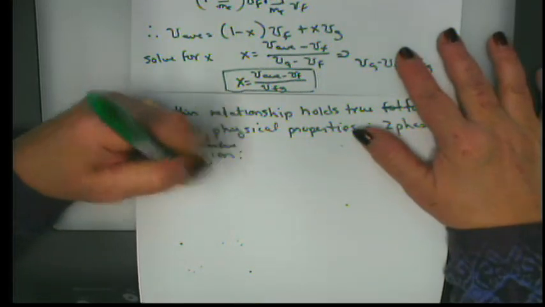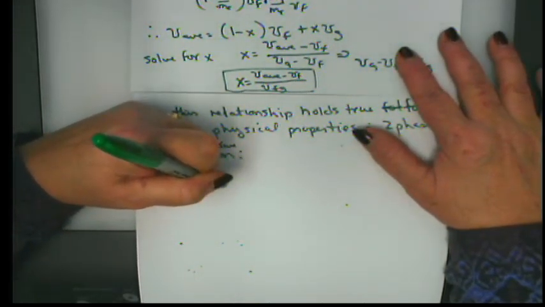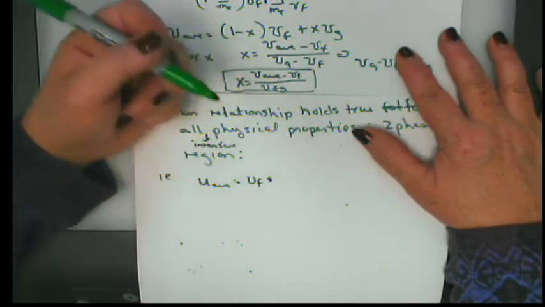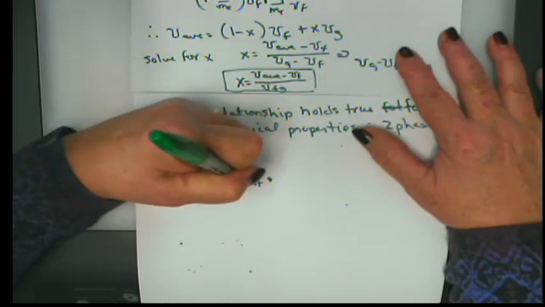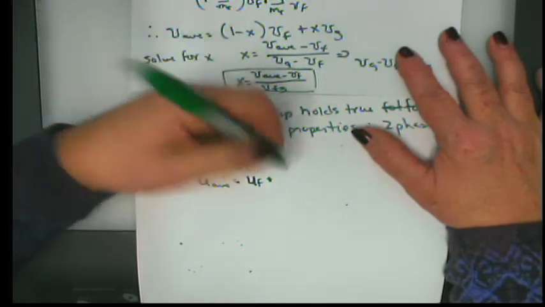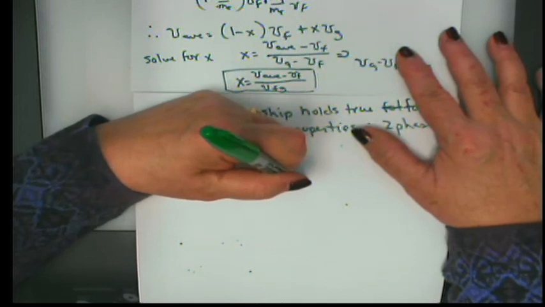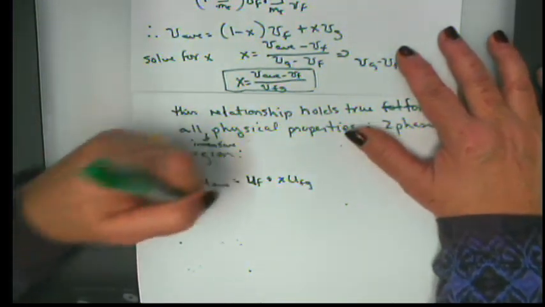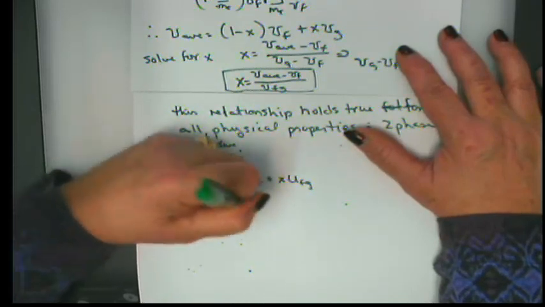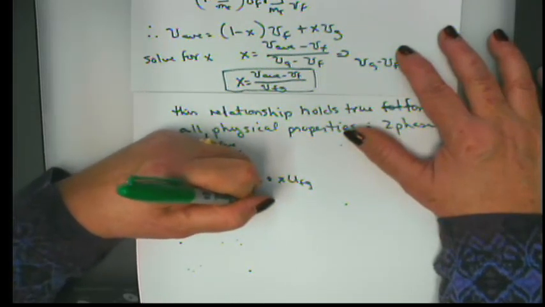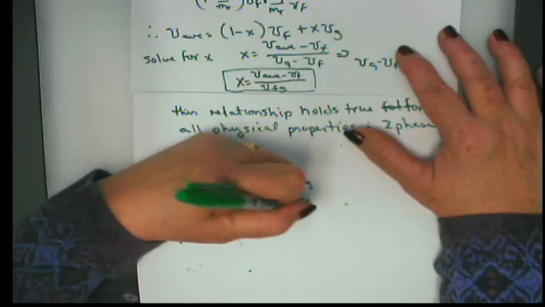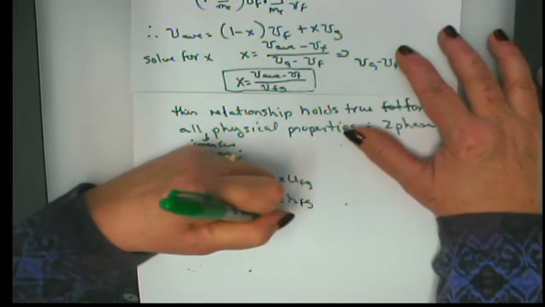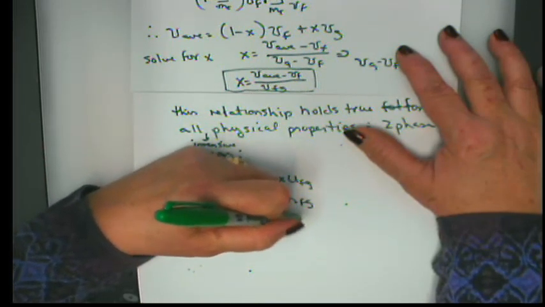In other words, internal energy average equals U sub F plus X times U sub FG, which is the difference between U sub G and U sub F. H sub average equals H sub F plus X times H sub FG. S average equals S sub F plus X times S sub FG.